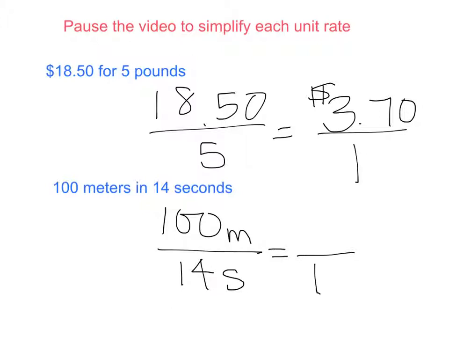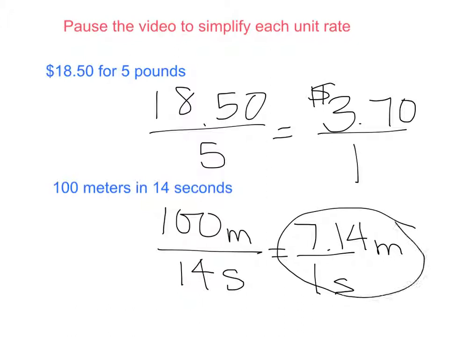The next example is 100 meters for 14 seconds. Again, you want it to equal 1 second, so you're going to divide top and bottom by the 14, and we get 7.14 meters in 1 second.